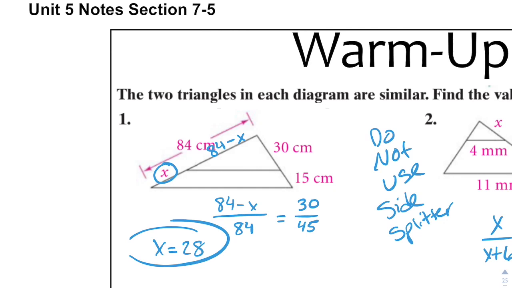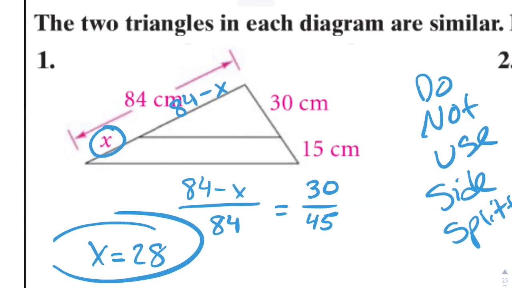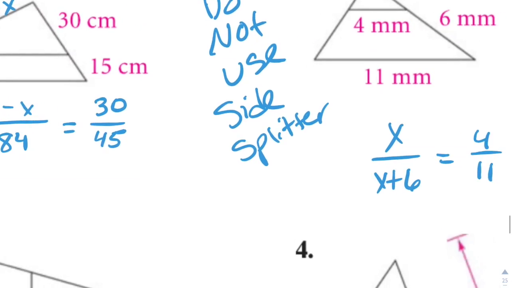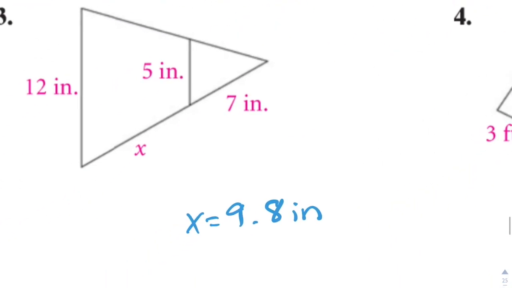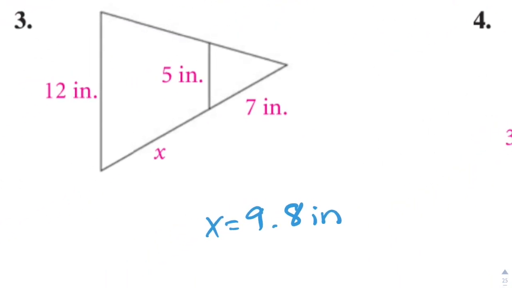So the warm-up we started, we have 28 as a result of this. Just be careful, make sure you set your whole side of your small triangle to the whole side of the large triangle, and same on both sides for the left and the right. This one, we got approximately 3.428. Again, feel free to pause the lesson at any time if you need to catch up. Number 3, we got approximately 9.8.